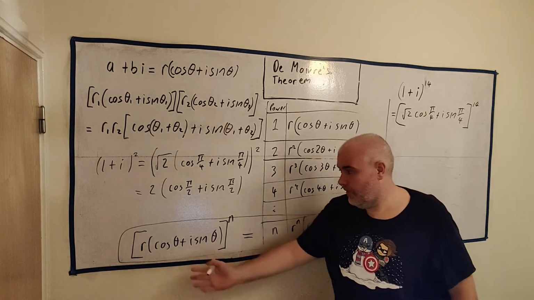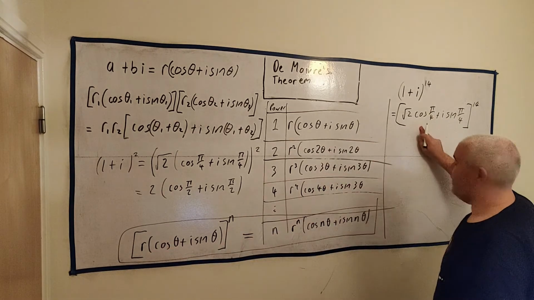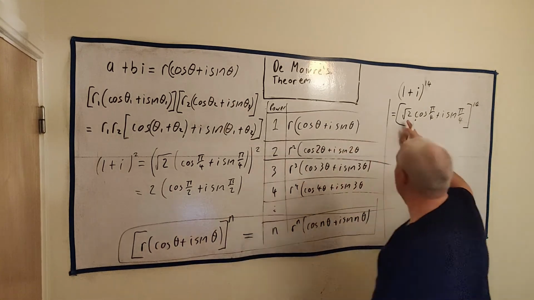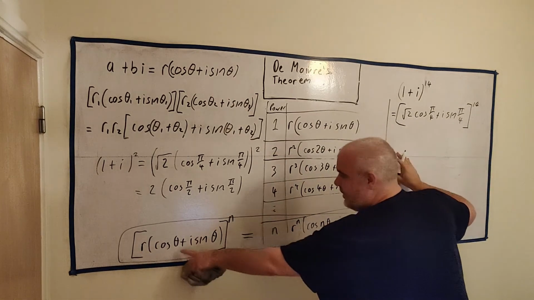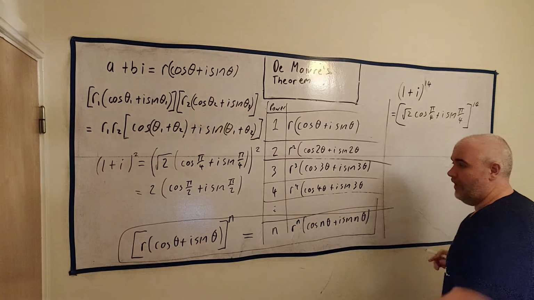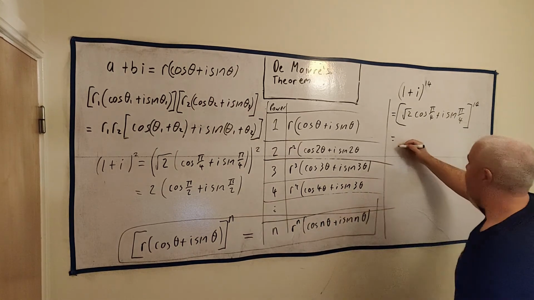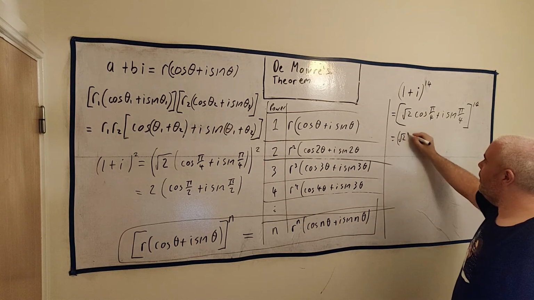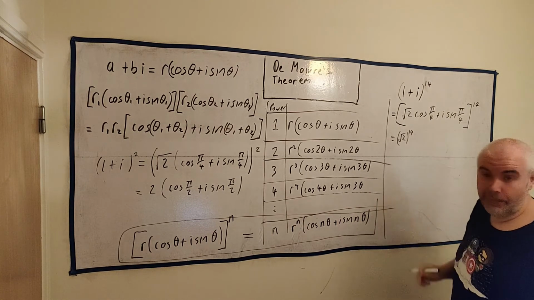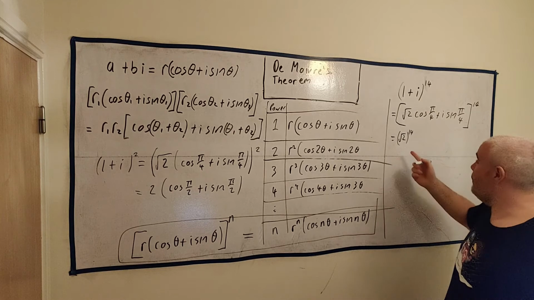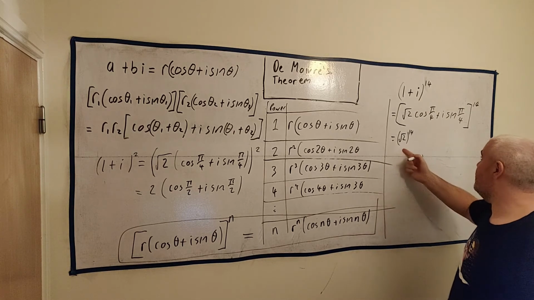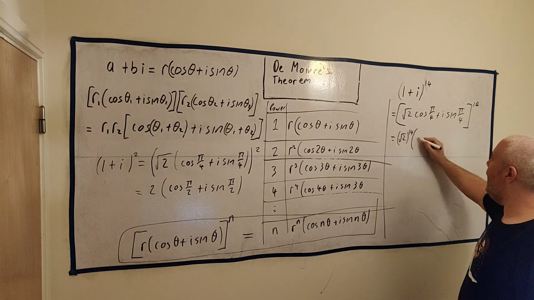And now that I have it looking like this, I can use one of the most powerful tools, De Moivre's theorem. This looks like this. It has an r, square root of 2. It has a theta, pi over 4. It has an n, 14. Let's just write out what the answer is then. The answer is square root of 2 to the power of 14. Looks scary, but we can do that in a calculator. Some of you will be able to do this in your head even. This is not too hard of a sum.